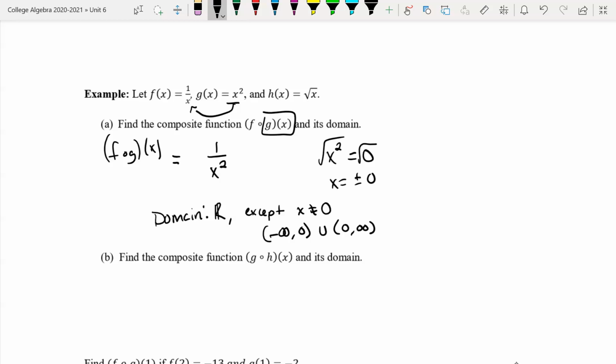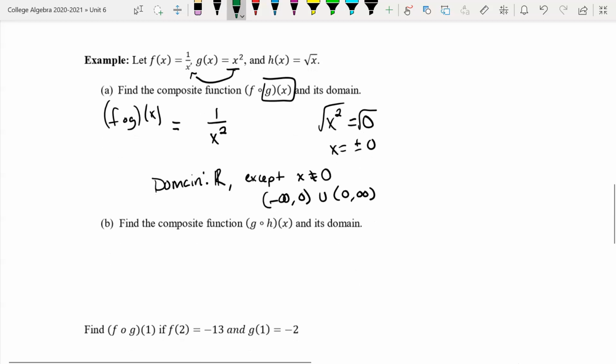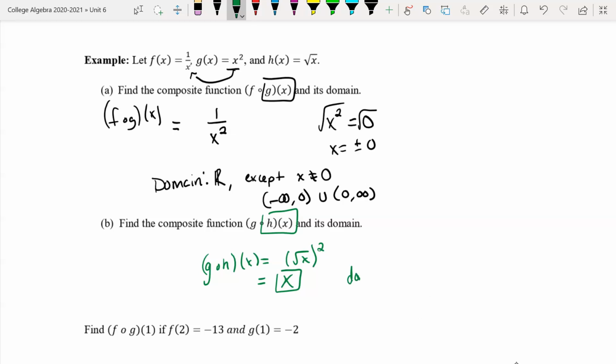Okay? Find the composite function g of h of x and its domain. So I'm taking h and I'm plugging it in for g. Square root of x squared just gives me x. Right? If you think about the domain on this one, just x, there are no limitations. My domain is all real numbers, aka negative infinity to infinity.